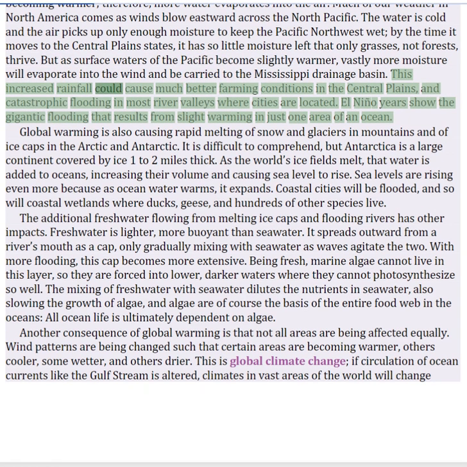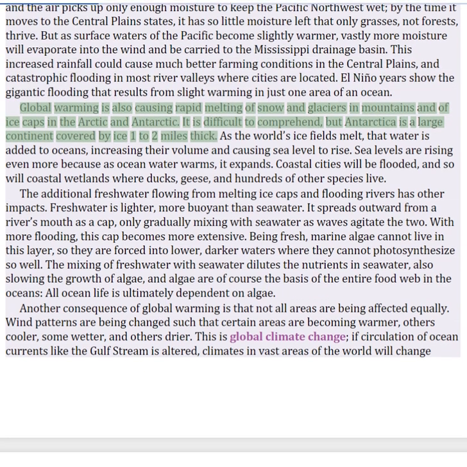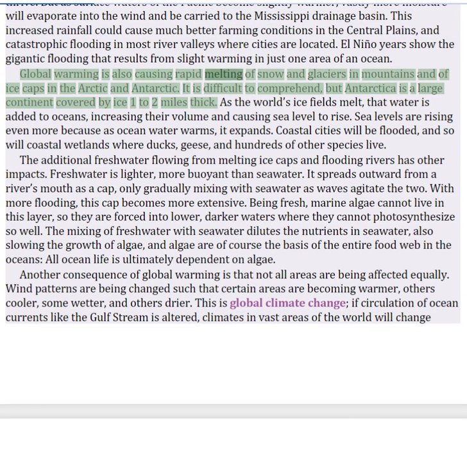This increased rainfall could cause much better farming conditions in the Central Plains, and catastrophic flooding in most river valleys where cities are located. El Niño years show the gigantic flooding that results from slight warming in just one area of an ocean. Global warming is also causing rapid melting of snow and glaciers in mountains and of ice caps in the Arctic and Antarctic.